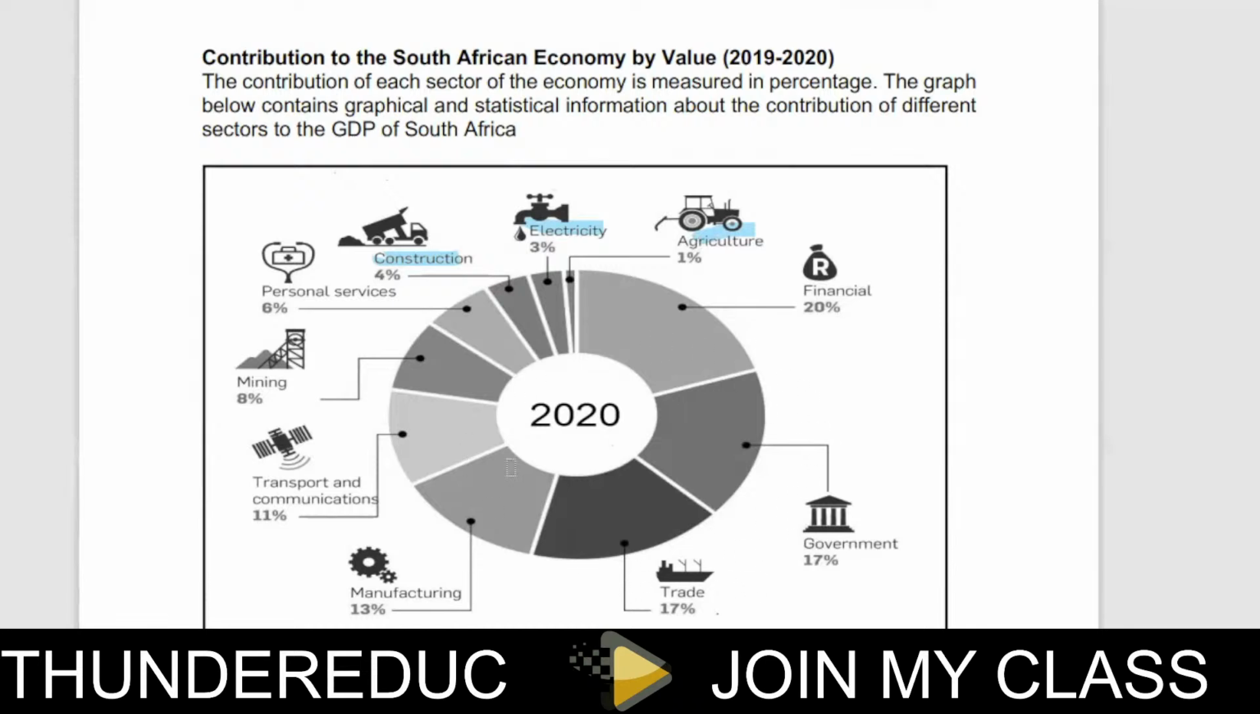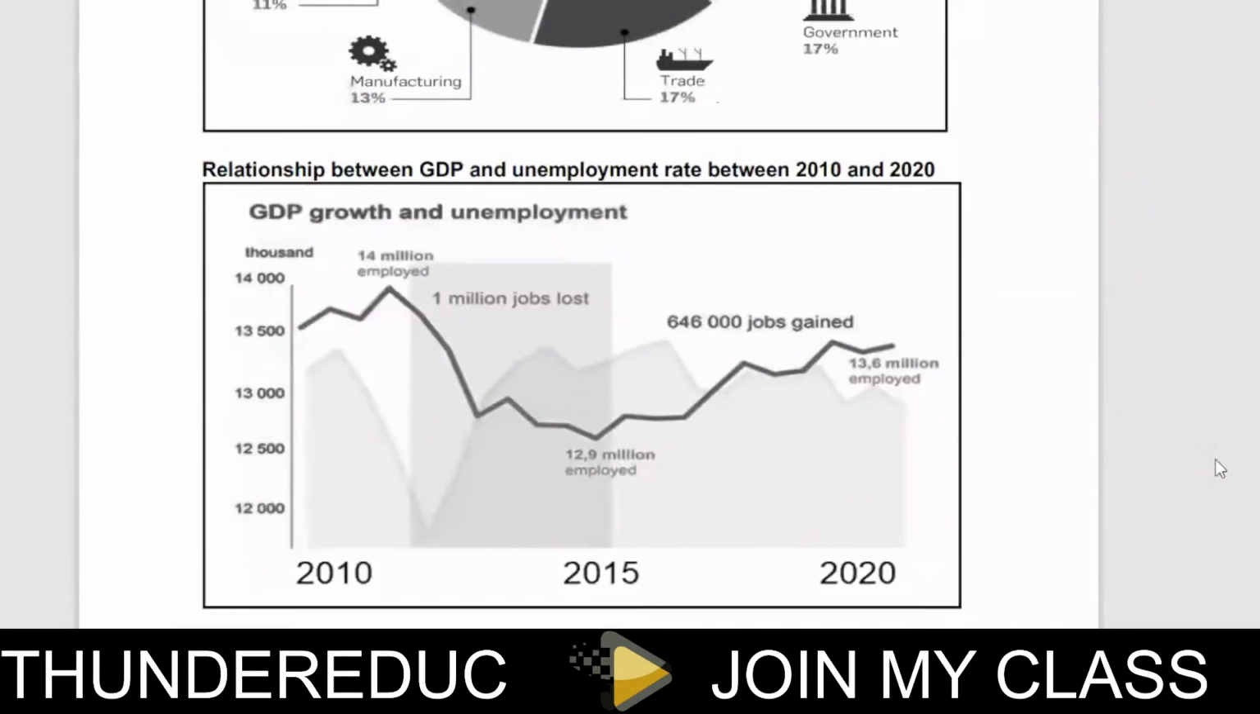So you will find questions, learners, that are saying, calculate the total contribution of the tertiary sector. That means you must be in a position to tell which one is a service. Yeah, personal service is a service, financial service, government service, trade service. So you add them up, transport and communication service. You add them up, and then you come up with the percentage and know which one contributes more. This is according to the statistics that came out in 2020.